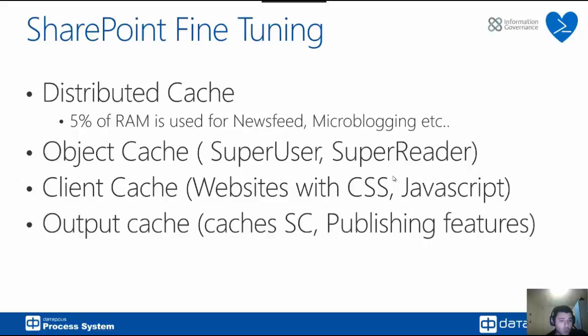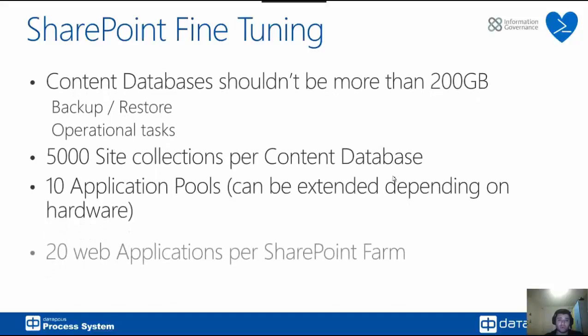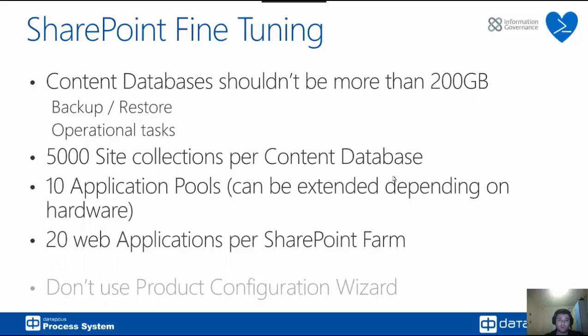Databases. A few best practices again. The content databases shouldn't be more than 200 gigabytes. It actually makes sense for backup and restore operations, operational tasks, etc. Again, for the administrators, be sure that you don't have more than 5,000 site collections per content database, and that you have only 10 application pools per server. This value can be extended, but I don't know how.